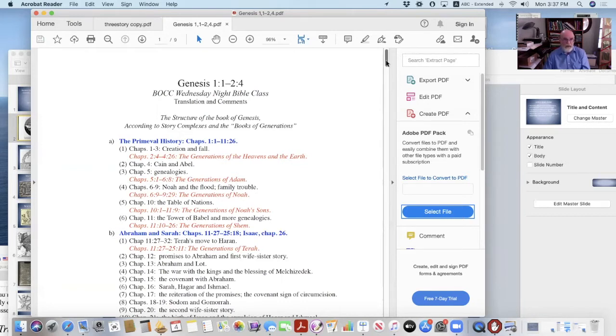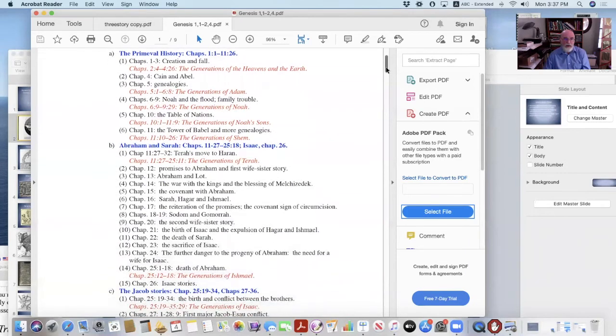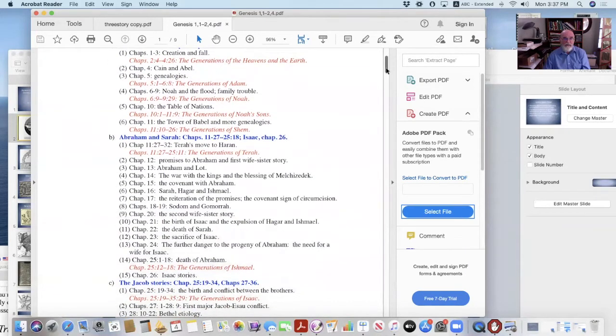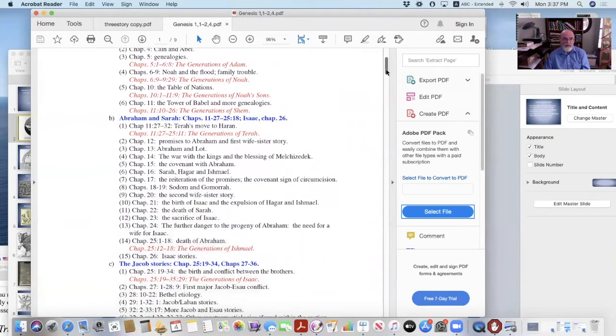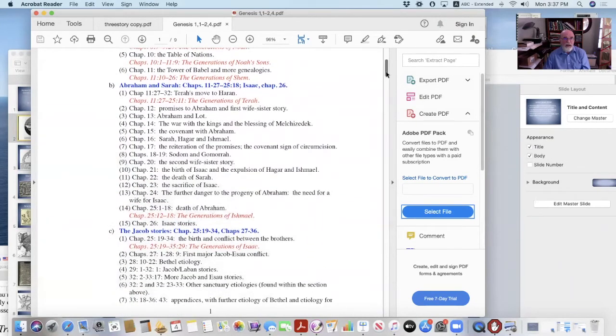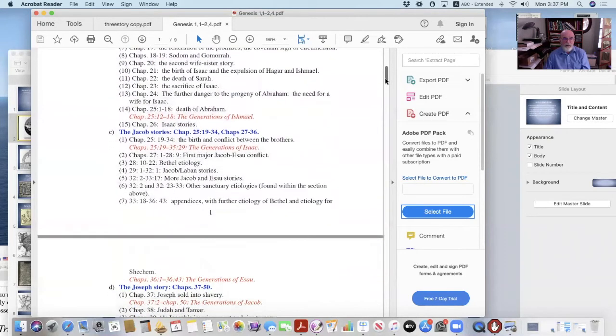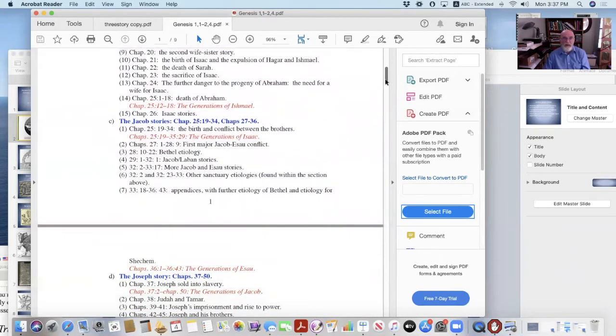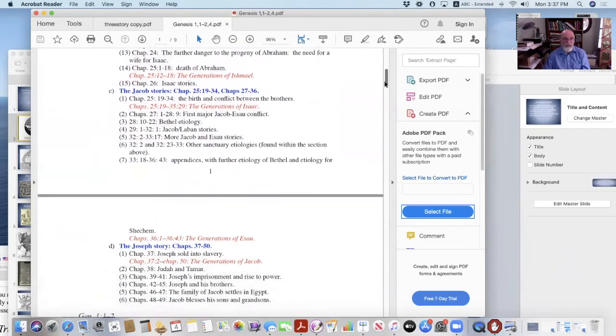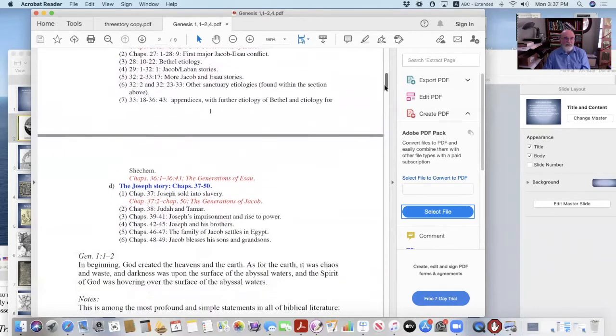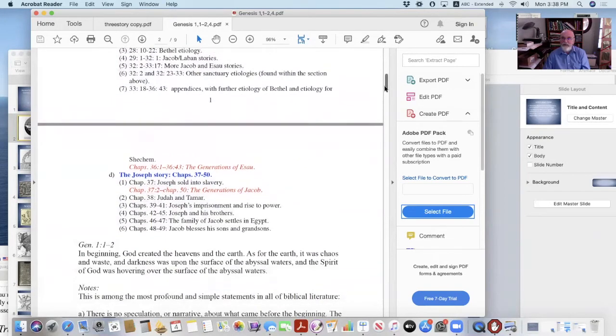collections. In other words, most of Genesis 1 through 11 is called the primeval history, or history before there's history, so to speak, before writing. And that is the first 11 chapters. The next one would be in blue here, Abraham and Sarah, chapters 11 through 26, including the story of Isaac. And then the third one is the stories about Jacob, chapters 25 through 36. And then the final collection is the Joseph story, chapters 37 through 50.